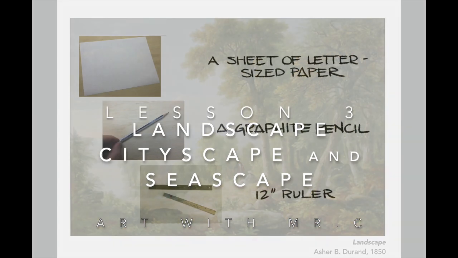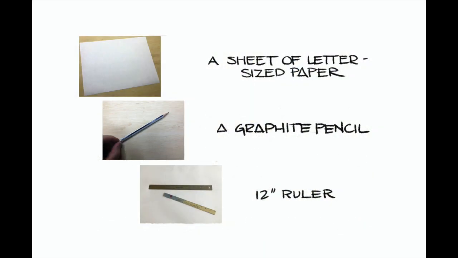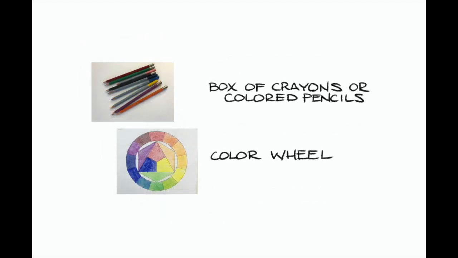Welcome to Lesson 2. I'm Mr. C. Today's exercise is going to be another fairly simple one. All you'll need is a sheet of letter-sized paper, a graphite pencil, a ruler, a box of crayons or colored pencils, whichever you have or prefer, and your color wheel from Lesson 1.